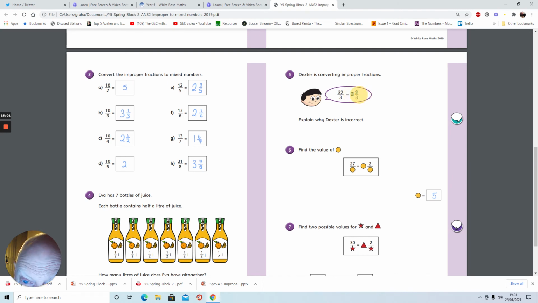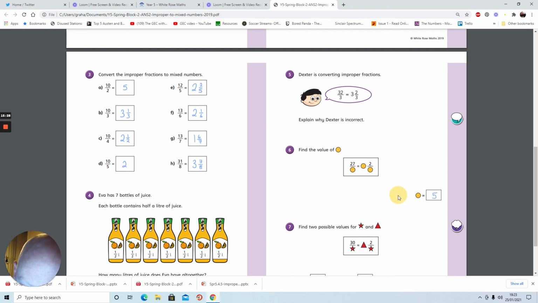And then he's got this bit right, actually. It should be 10 and 2/3 because there are 2 left over, because 10 threes are 30. We've got that remainder 2, and then we convert that into the fraction. So it should be 10 and 2/3. Dexter's incorrect because he hasn't got the right whole number. I don't know where he's got 3 from. Poor old Dexter.